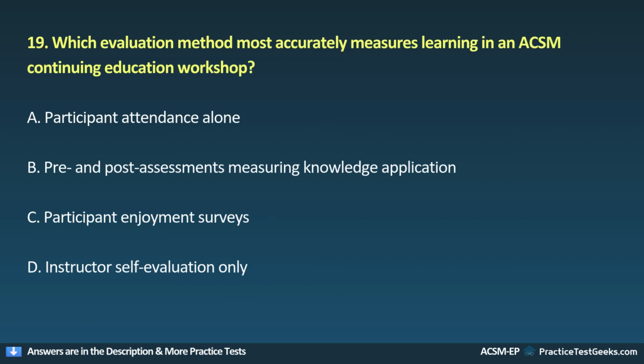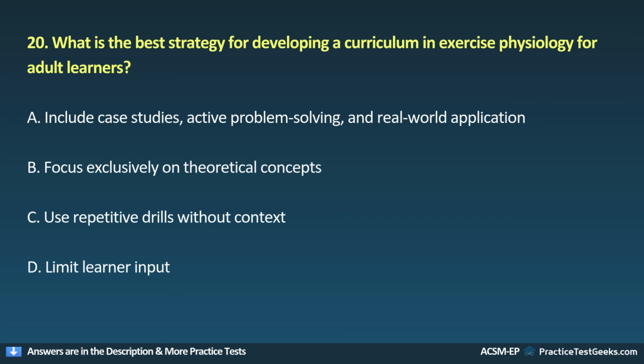19. Which evaluation method most accurately measures learning in an ACSM continuing education workshop? A. Participant attendance alone. B. Pre- and post-assessments measuring knowledge application. C. Participant enjoyment surveys. D. Instructor self-evaluation only. 20. What is the best strategy for developing a curriculum in exercise physiology for adult learners?